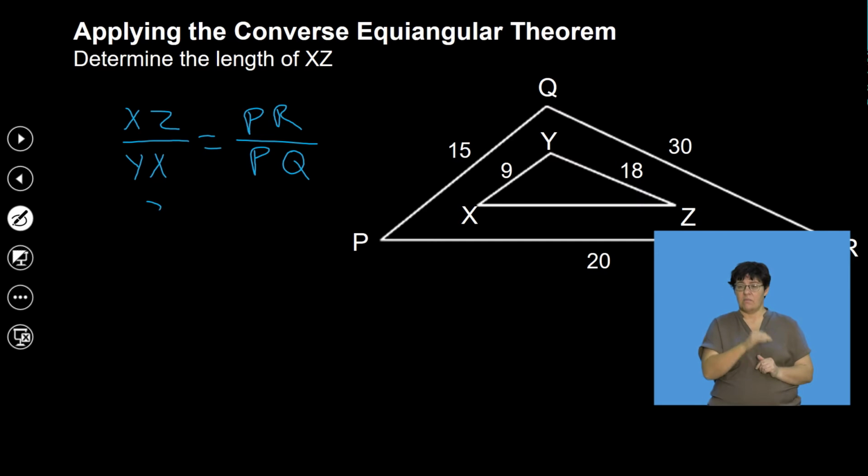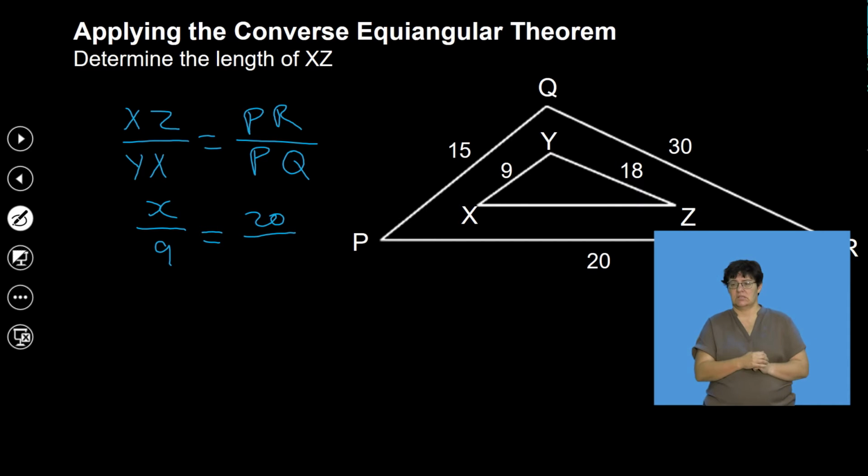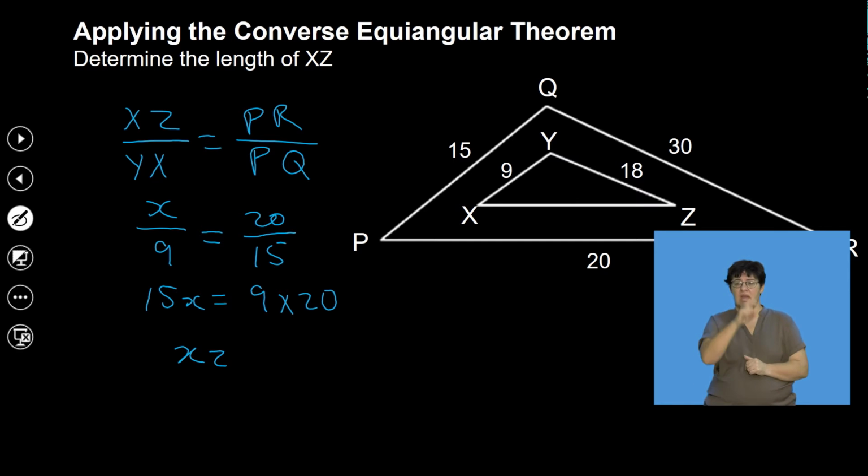So I don't know what this is. I will let it be x, and this will be 9, and this is equal to 20 over, my PQ is 15. And this becomes 15x equals 9 multiplied by 20. Then lastly, my x will be equal to 9 multiplied by 20 divided by 15. Then you can just press your calculator.